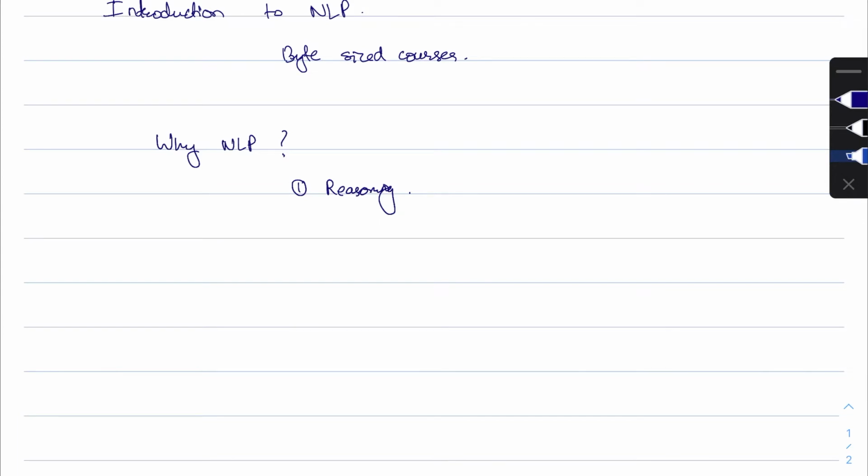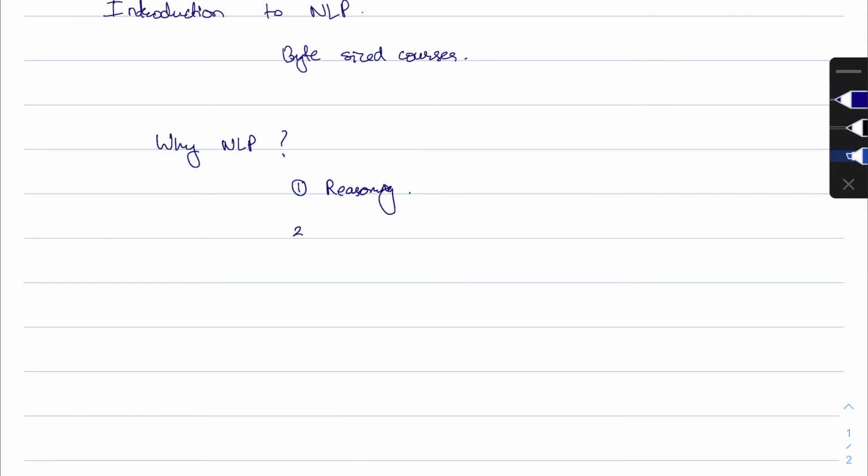I'll explain some examples as we go ahead, but we won't look at those examples right now. As we move ahead in the course, we will take a look at word2vec, in which I'll explain why it required heavy reasoning skills as compared with normal algorithm design. So it improves your reasoning skills.